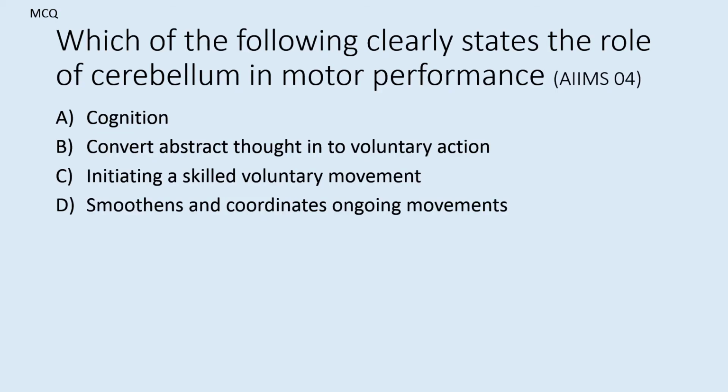Now a few MCQs for revision as well as assessment of your knowledge. Which of the following clearly states the role of the cerebellum in motor performance? Cognition, it converts abstract thought into voluntary action. Initiating a skilled voluntary movement. Smoothens and coordinates ongoing movements. And the answer is, it smoothens and coordinates ongoing movements.